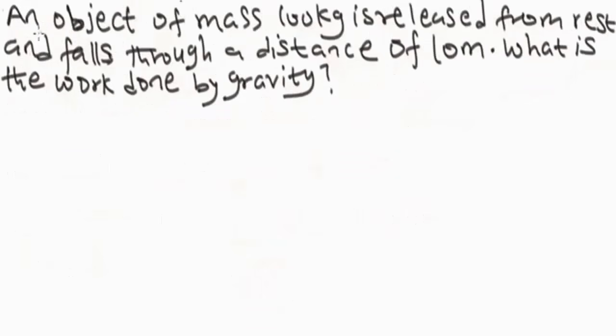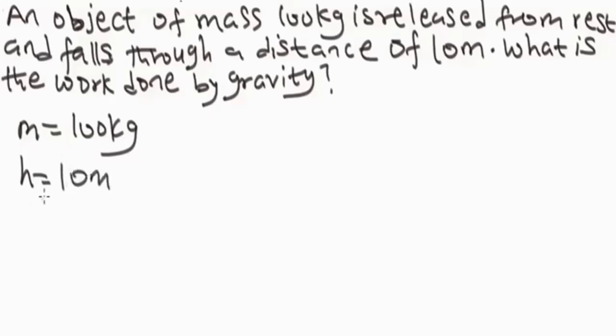Okay, so this question says an object of mass 100 kg is released from rest and falls through a distance of 10 meters. What is the work done by the gravity? Alright, so our parameters, we have our mass to be 100 kg. We have our distance, since I'm talking about height, let's use height here to replace distance, 10 meter, and we are asked to find work done.